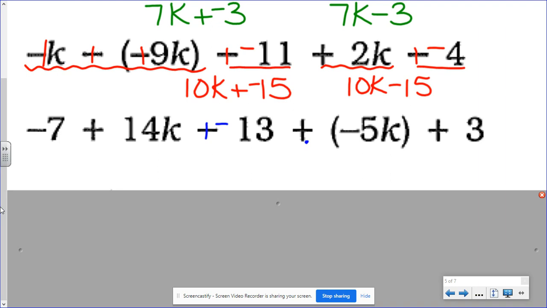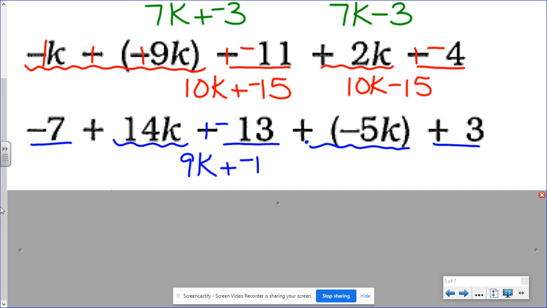So now looking at my k's, I've got a 14k and I've got a negative 5k. So 14 and negative 5, that would be 9k. And then my constants, negative 7 and negative 13. Well, that's up to negative, or down to, I guess, negative 20. Negative 20 plus 3 is going to be negative 17. And again, 9k minus 17 is also just fine.